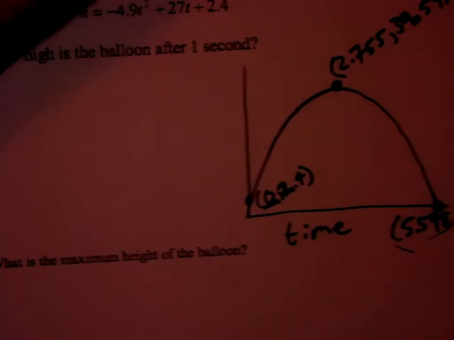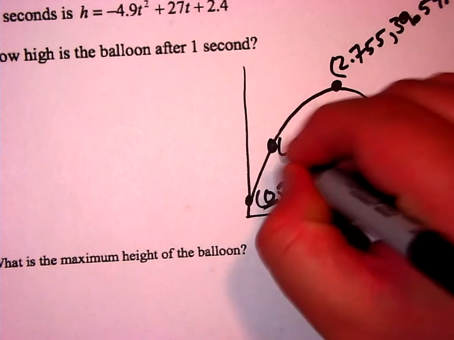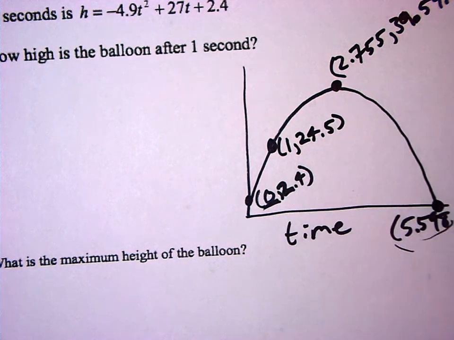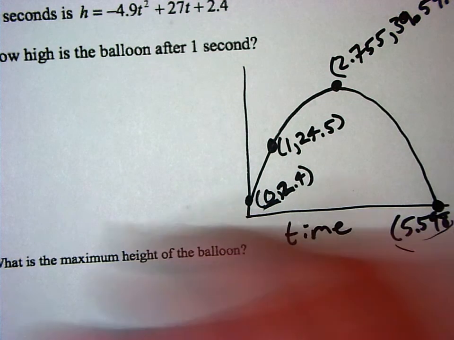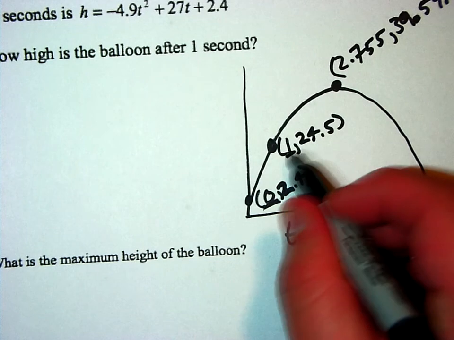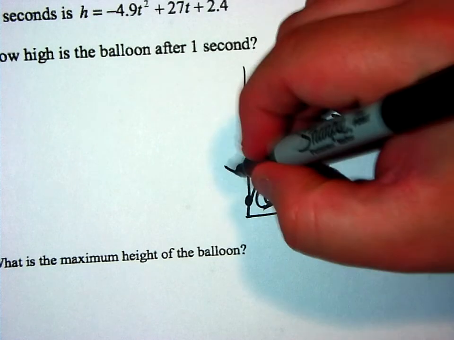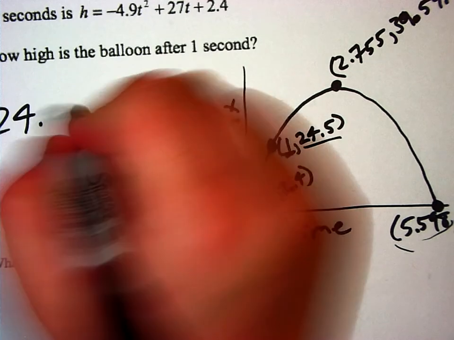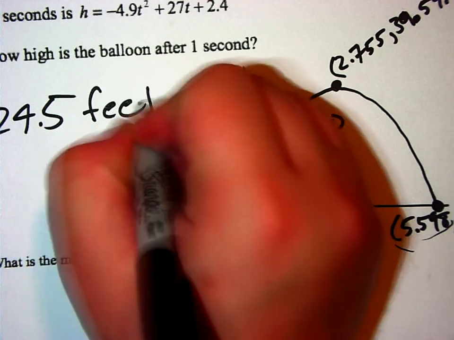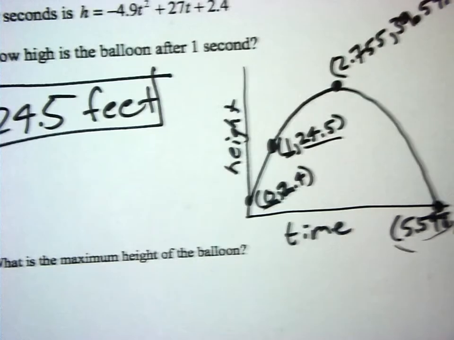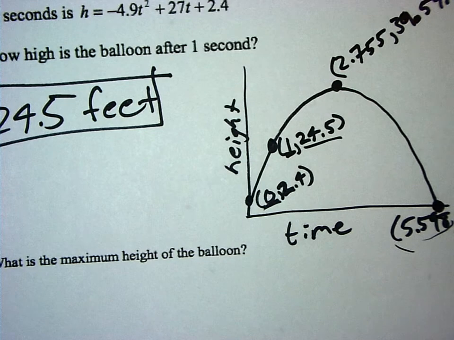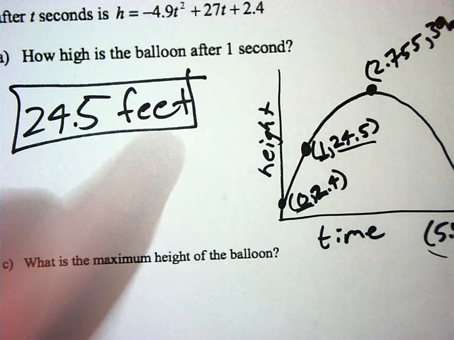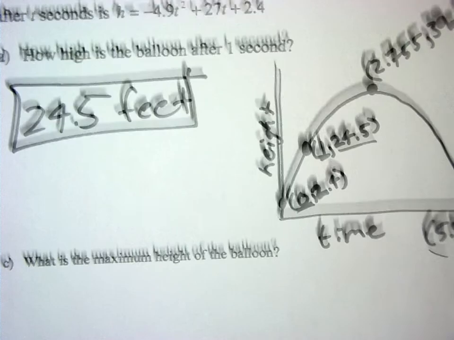Okay, so let's label that guy on our graph. Here, I'm at 1 second, and I've got 24.5. Cool. All right, so how high is the balloon after 1 second? Well, after 1 second, the y value, the height, is 24.5 feet. There is my answer. Okay, and if I'm being nitpicky, yes, you should definitely include the measurement of distance, okay, the feet.